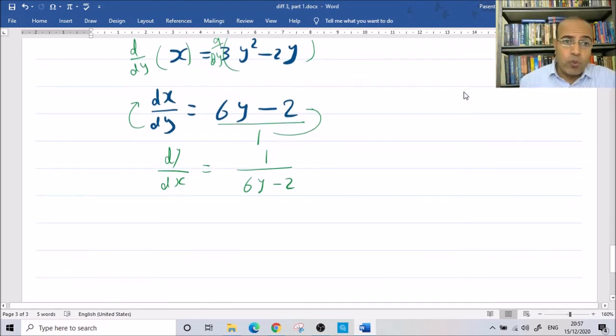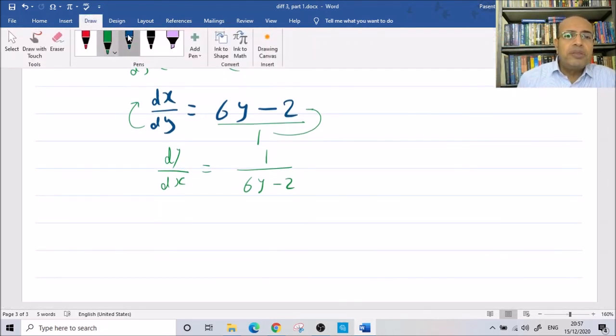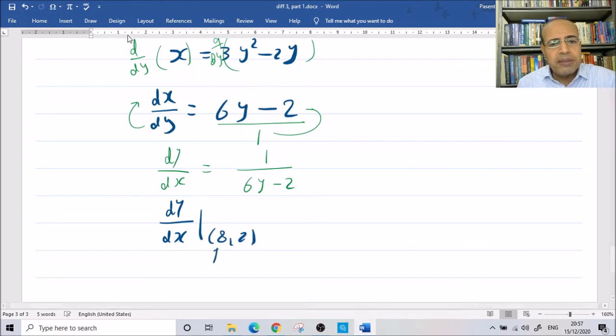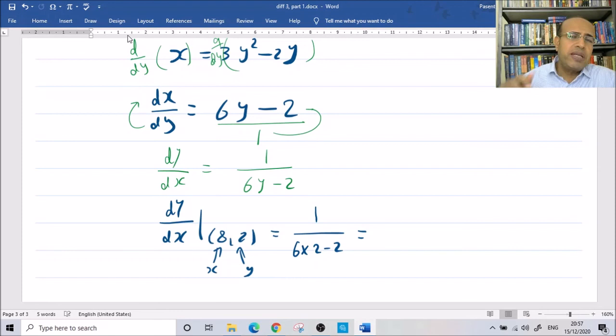Remember, x and y. So dy by dx at 8 and 2. Remember, this is x and this is y. In that we don't have x, we have y. So we replace y by 2. So it's 1 over 6 multiplied by 2 minus 2. 6 times 2, 12. 12 minus 2, 10. So it's 1 over 10.